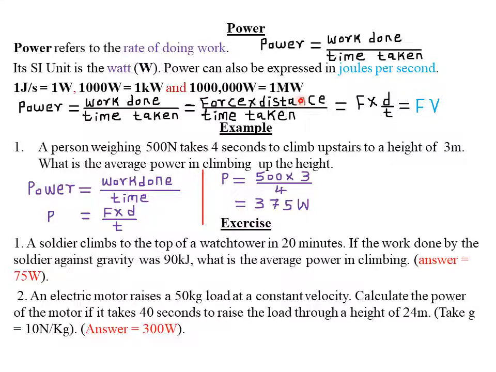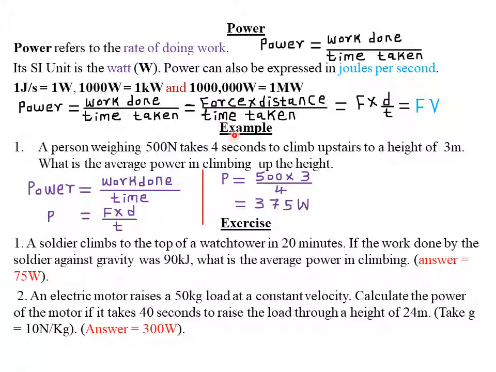So if I break down this formula, force is denoted by capital F, distance we denote by small d, then time taken we denote by small t. Therefore, we know that distance divided by the time taken, or displacement over time taken, is the definition of velocity or speed. Therefore, power can also be expressed as force times velocity, or force times the speed. So power is also equal to the product of the force and the velocity of the body.